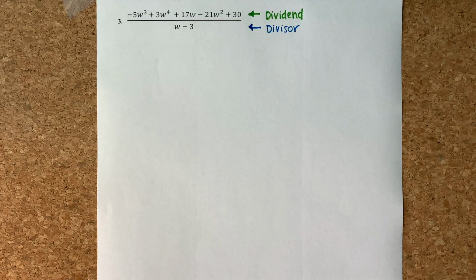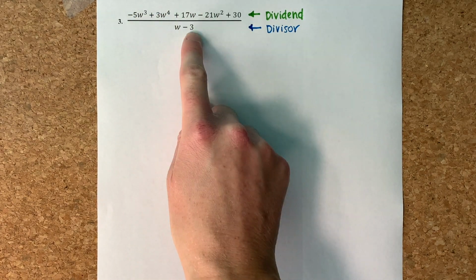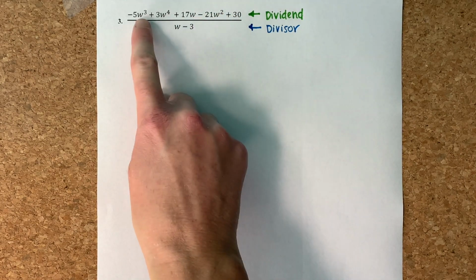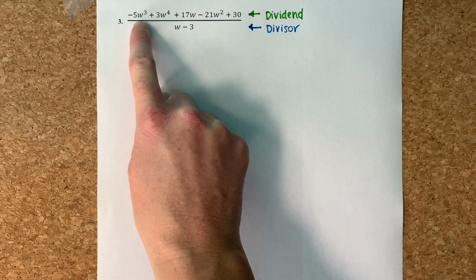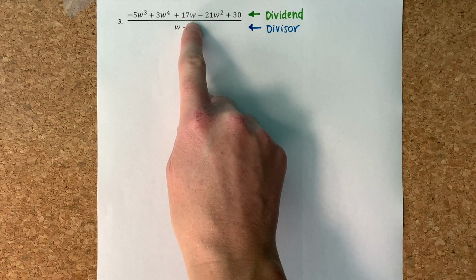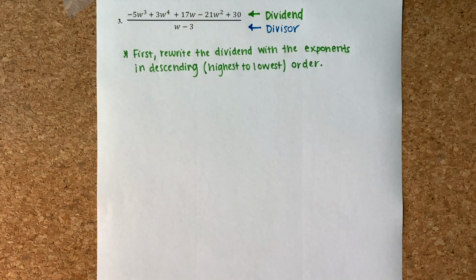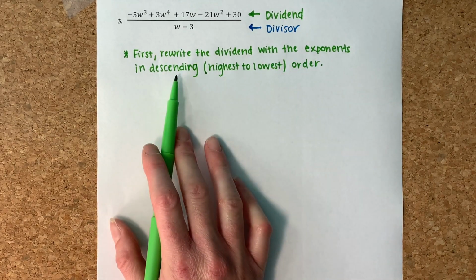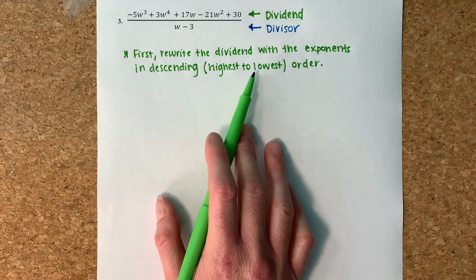Now be very careful. We can't yet jump into the process of synthetic division because in order to use synthetic division, your numerator must be written with exponents in descending order. Here, these exponents in the numerator are all out of order. We go from w cubed up to w fourth, and then down to w, and then up to w squared. So before we can do synthetic division, we have to first rewrite the dividend with the exponents in descending order, or in other words, written from highest to lowest.